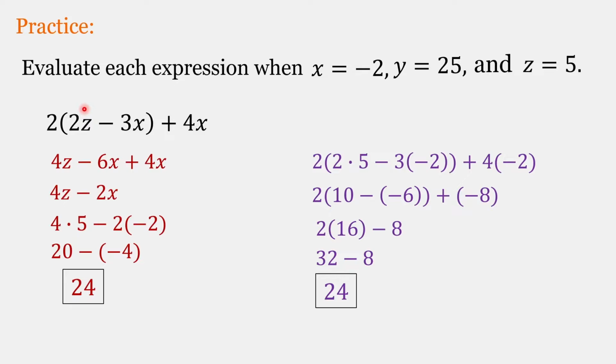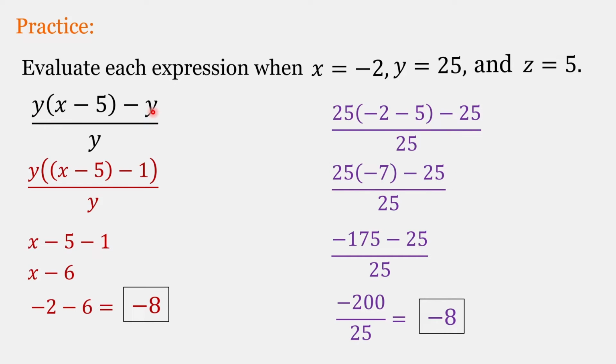So the first step would be to distribute this 2. We can combine some like terms. Ultimately, we get 4z minus 2x as a simplified algebraic expression, and we then plug in the values for z and x, and we end up with 24. If we evaluate first, plugging those values for x and z in at the start, and then simplify with order of operations, again, we end up with 24. Using both methods is a great way to check your answer.